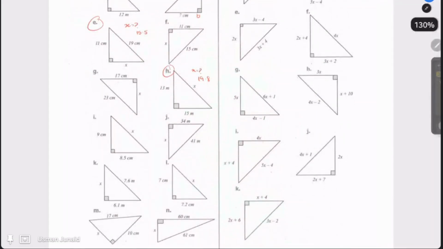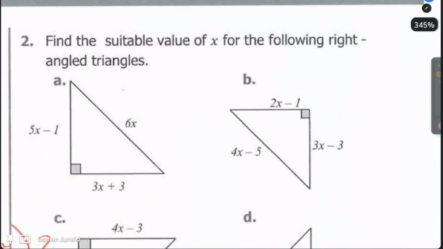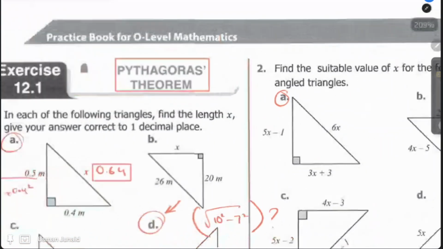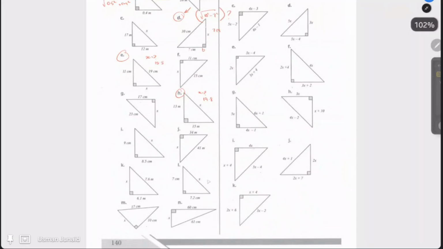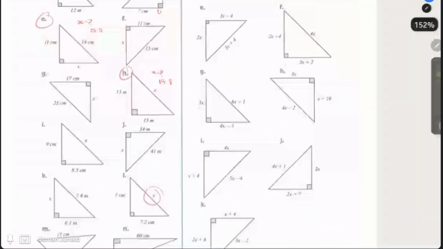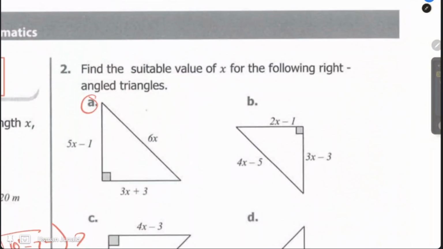Okay. So the rest of question 1 is homework. Which one is homework? The rest of question number 1. All of these values, you'll find x in each of them. Okay, now let's look at question number 2.